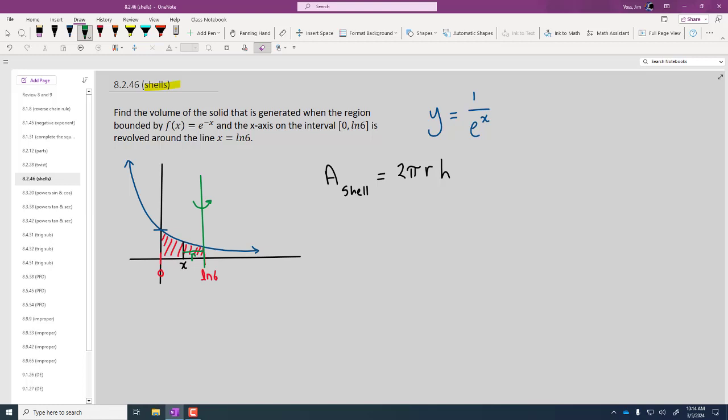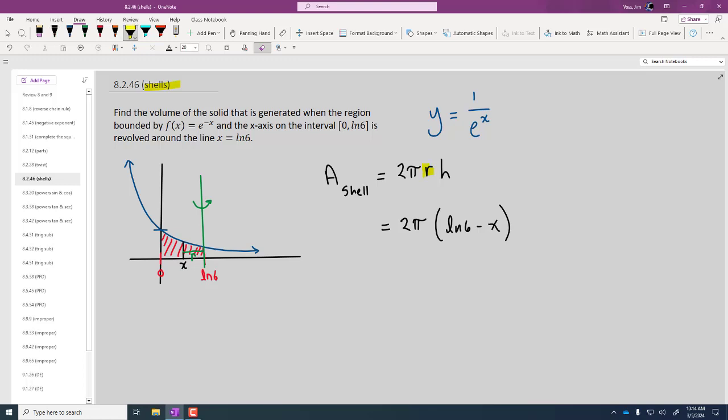And this radius is a horizontal distance. And anytime we are dealing with horizontal distances, we do the right x value minus the left x value. That's how you get a horizontal distance, big X minus small x. So the right x is ln of 6. The left x is just x. So there is the radius.